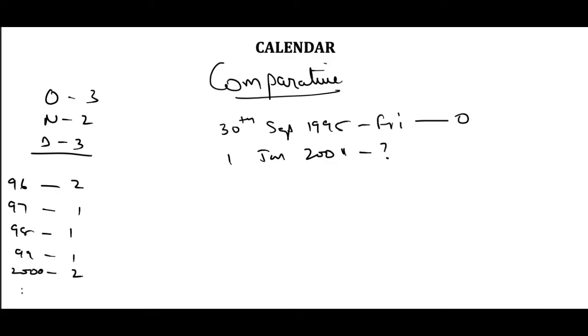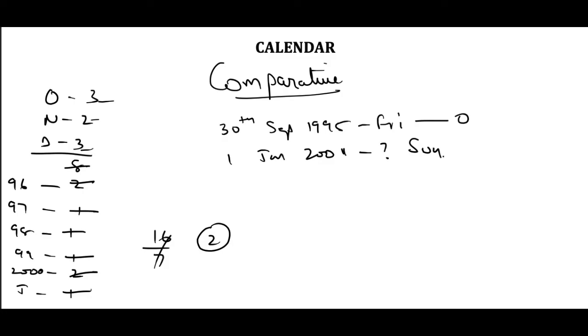Coming to 2001, we have 1st of Jan, so we add these odd days: 3, 3, 6 and 2, 8, 10, 11, 12, 13, 14, 15 and 16. Now if 16 is divided by 7, we have 2 odd days. If 0 is Friday, we have Saturday and Sunday. So 1st of Jan 2001 will be Sunday.